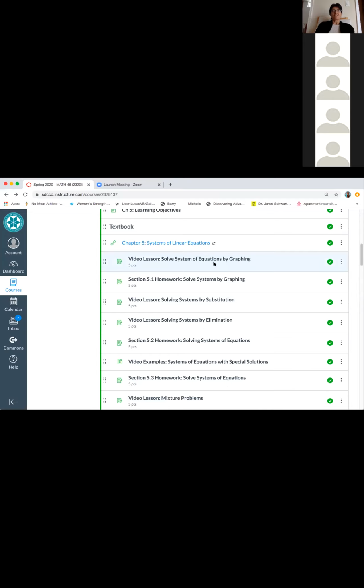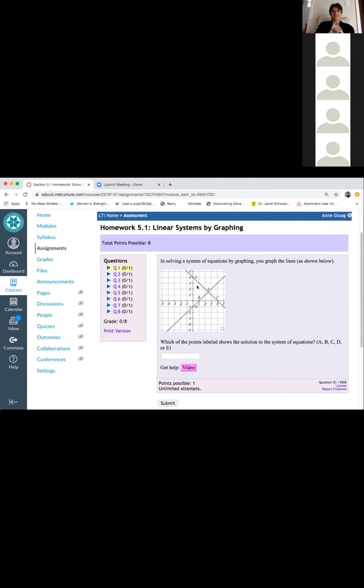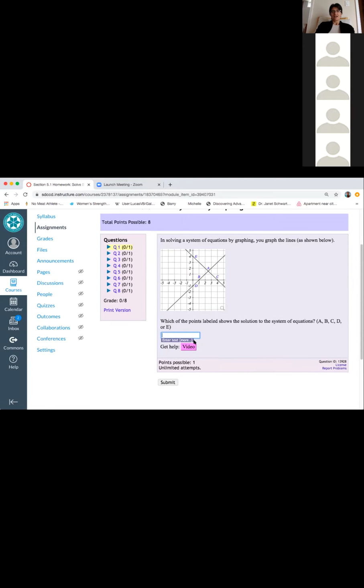Let's see, where are we? Okay, so then there's videos for solving by substitution and elimination. So after you're done with the lesson today, you're responsible for the homework for 5.1 and 5.2. Okay, so this is what the homework looks like. So 5.1. You can see there's like 8 questions for homework 1. And basically you enter the answers in the boxes. A lot of the questions have a video attached to them, which is for if you're confused, what am I supposed to do here? Then you open the video and there's an example or two that shows that type of problem.